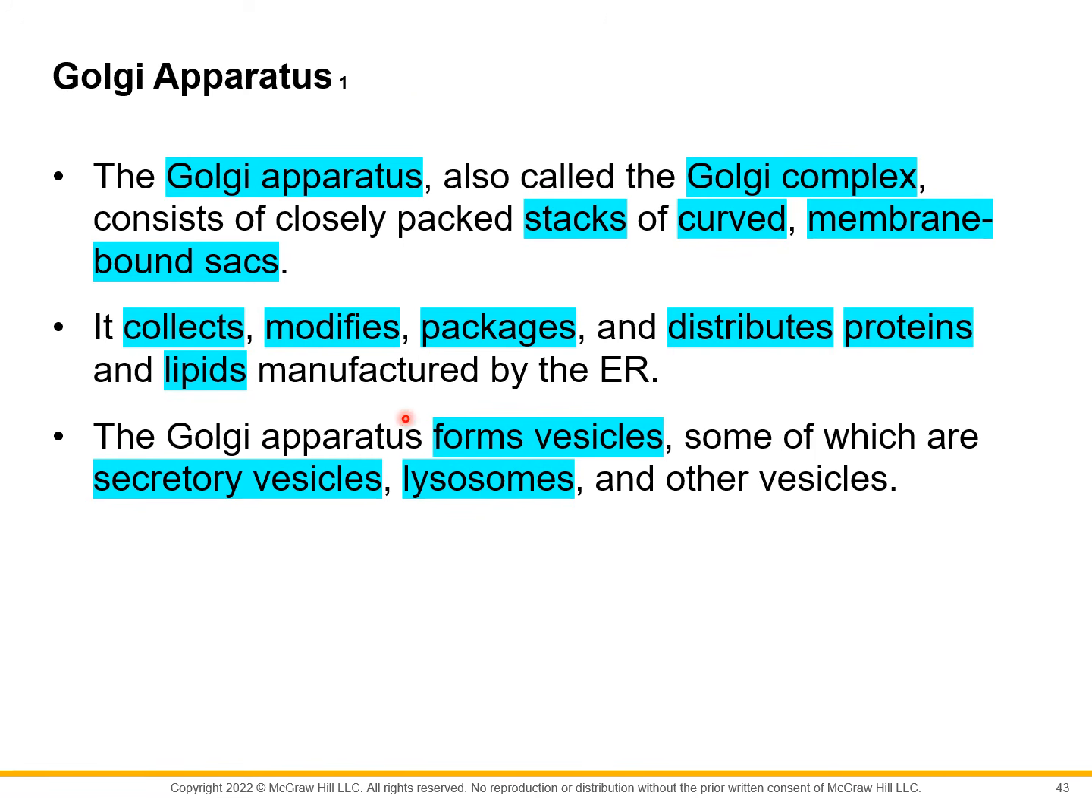So this would form vesicles, some of which are secretory, some of them are lysosomes. Basically, the Golgi apparatus is kind of like a packaging center. Yung mga materials na ginagawa ng cells ay kokolektahin at ipapackage ng Golgi apparatus so that it could be either released to the outside or maaaring it would be kept in the inside of the cell and would be used for future purposes.